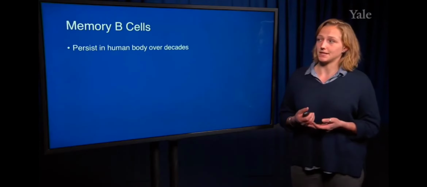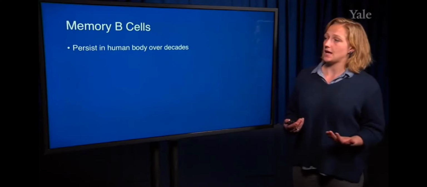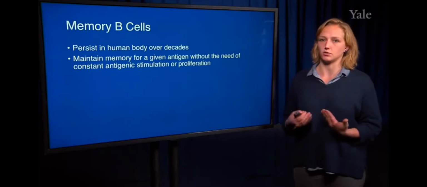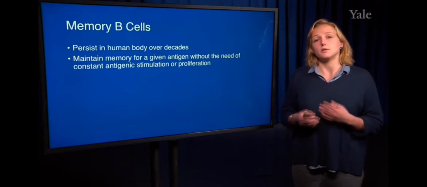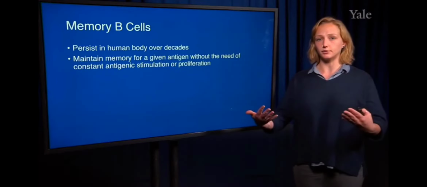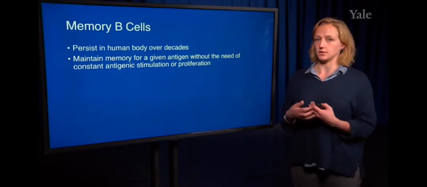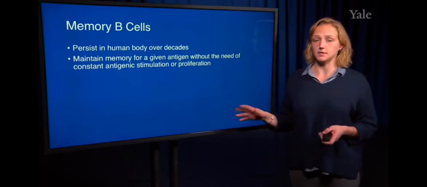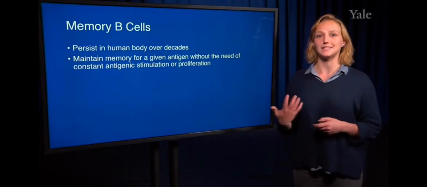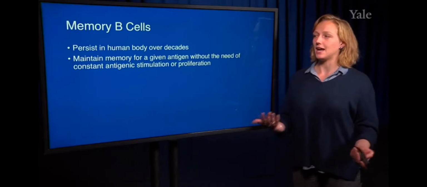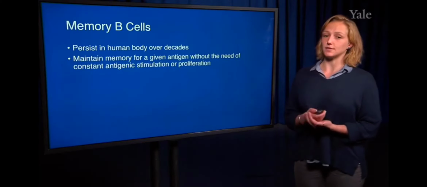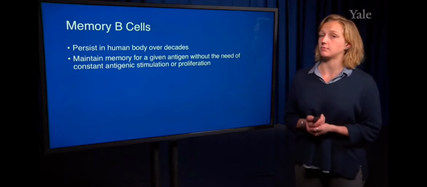So memory B cells can persist in the human body over decades, and they maintain memory for a given antigen without the need for constant antigenic stimulation or proliferation. If you can remember, during a primary immune response, you need to have the presence of the antigen to allow for the proliferation of the adaptive immune cells for which those cells are specific. However, memory cells can actually persist within the body without the antigen being present, which is really important because this allows the cells to be maintained throughout the body and then become activated only when the antigen enters the body again.